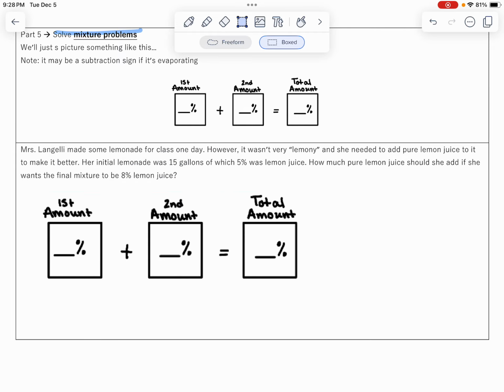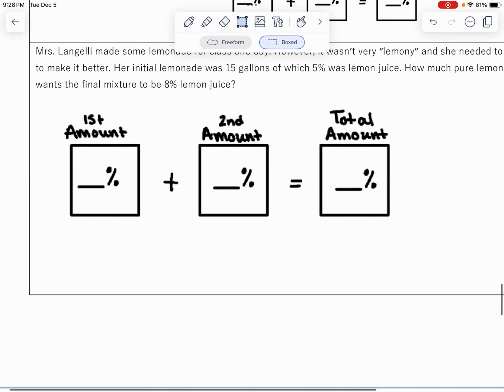Now, I also want to make sure that they know you might sometimes need an extra box here, depending on whether you're mixing more than one thing, or maybe you're adding something but then you leave it outside and it's evaporating, so you would have another box.